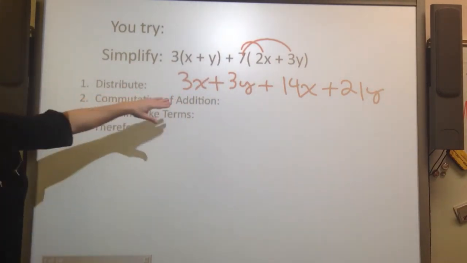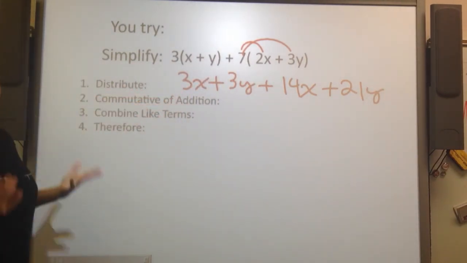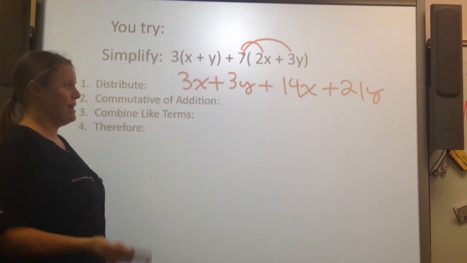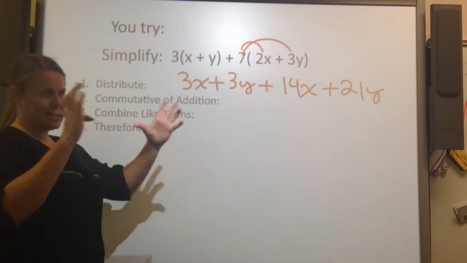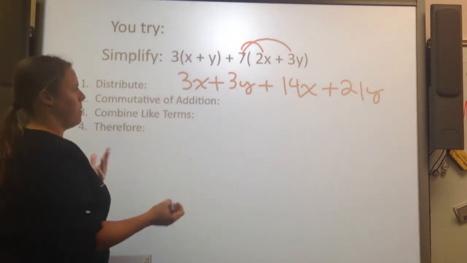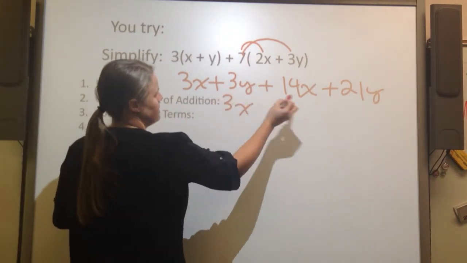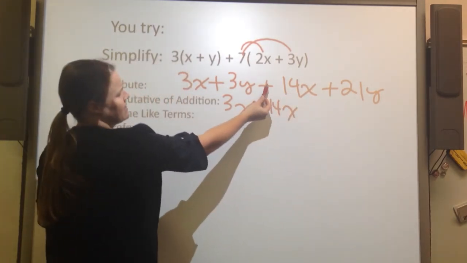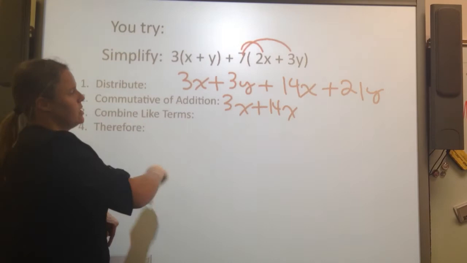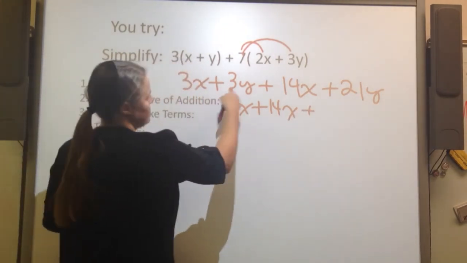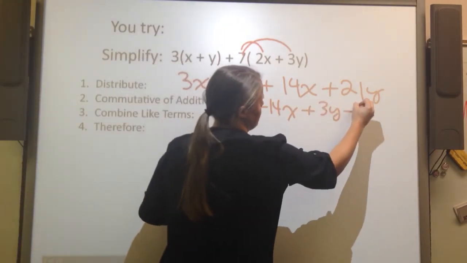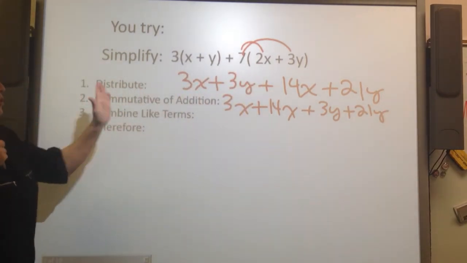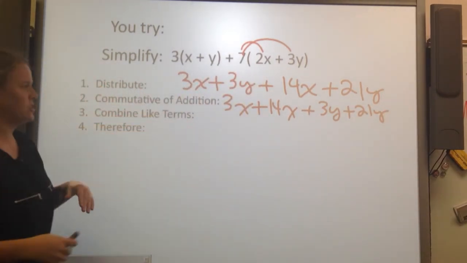Next I'm going to use the commutative property of addition again because they're all addition problems. I'm going to put my x's together, my y's together, my constants together. Basically, I'm just partnering them up. So 3x and 14x, and you're bringing the sign, whatever sign is in front of it, with it, plus 3y and 21y. So now I've got them grouped up. Now I can combine my like terms.